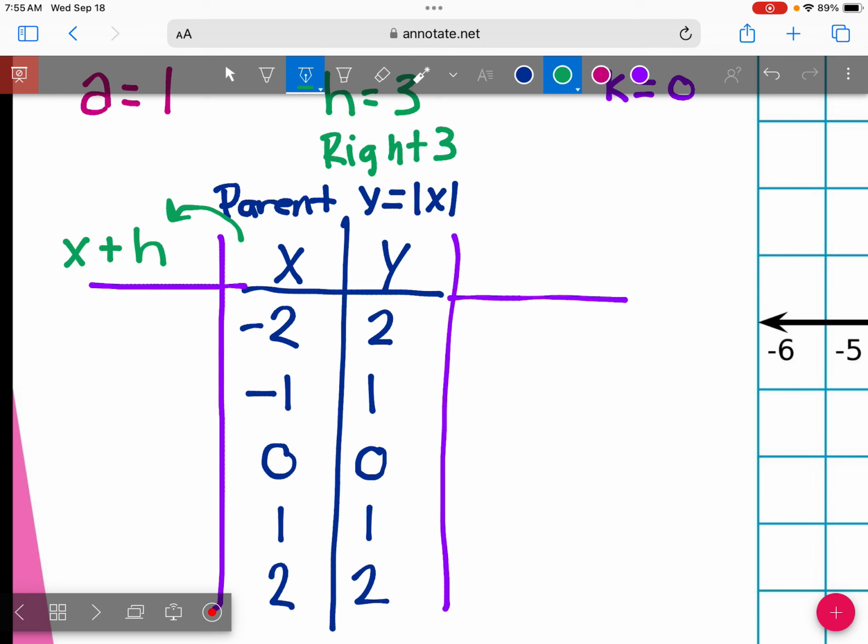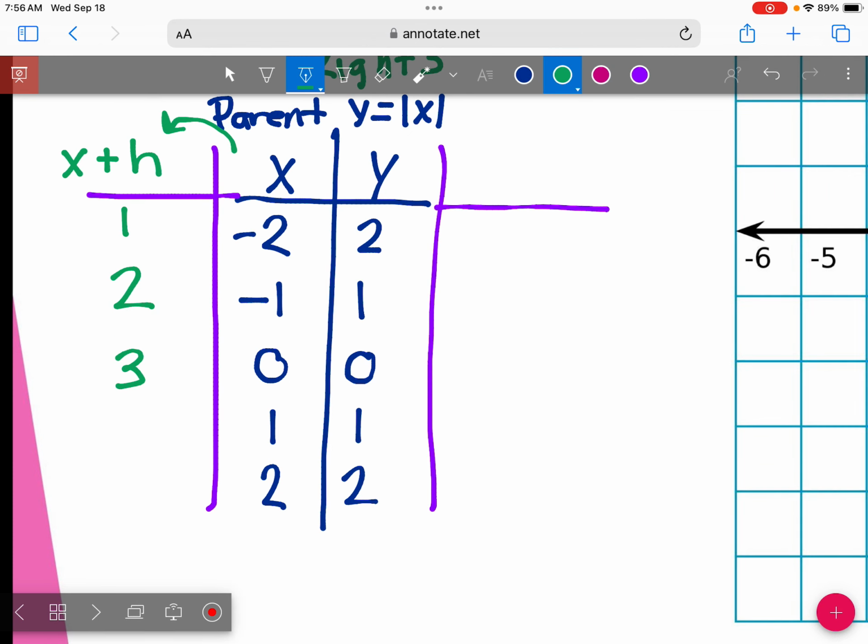So my h here is 3. I'm going to take my x's and I'm going to add 3. So -2 plus 3 is going to give me what? 1. -1 plus 3 is going to give me what? 2. 0 plus 3. 1 plus 3. 4. 2 plus 3. 5.